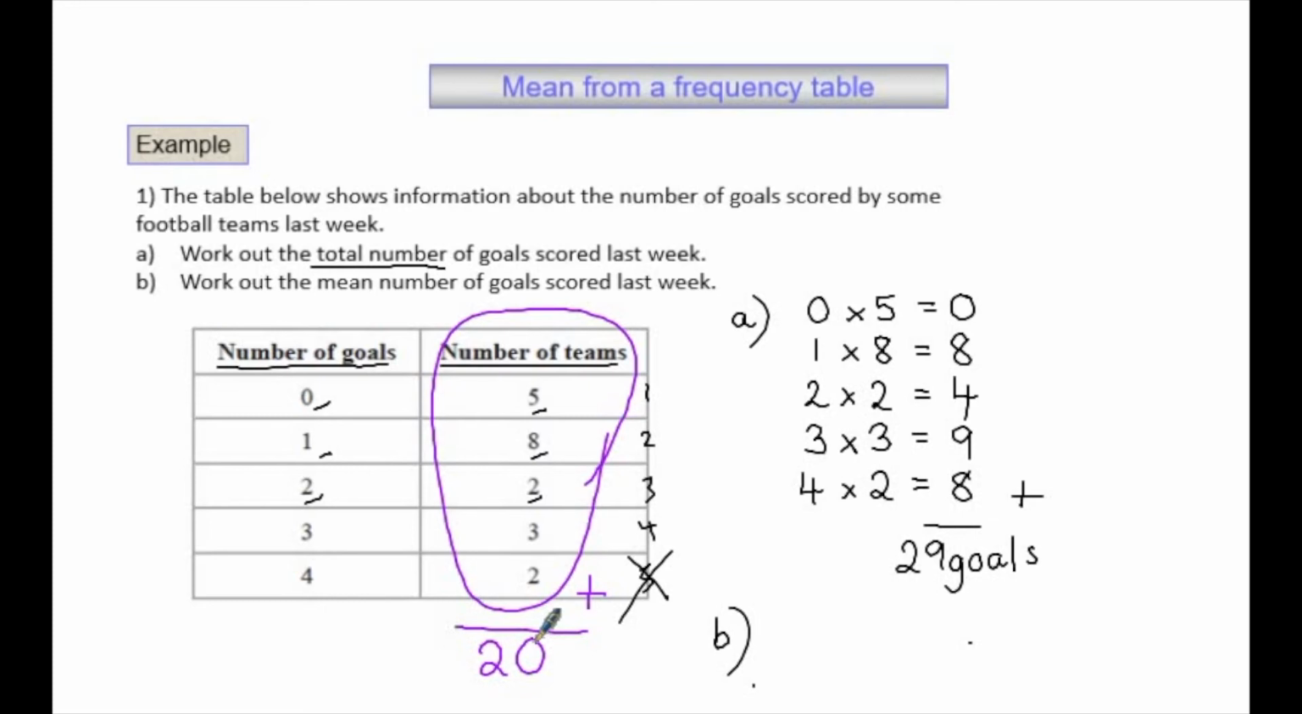So remember, your mean is your total divided by how many pieces of data there are. So our total number of goals was 29 from part A, and we now know there were 20 pieces of data altogether, so you want to divide that value by 20. If we type this into our calculator, it gives us our final answer. So 29 divided by 20 gives us 1.45.